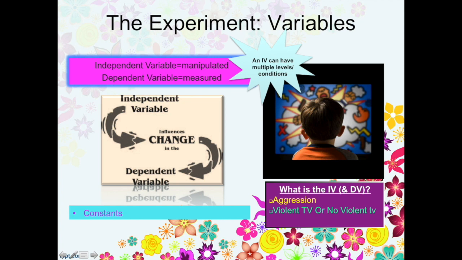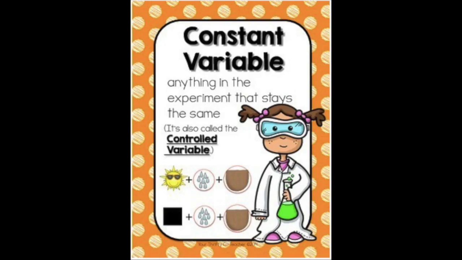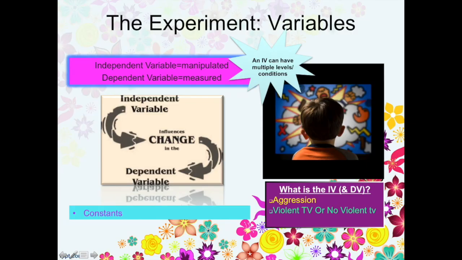And then also you need to know that there are constants, and constants are those variables that we consider early on, the extraneous variables, and we want to hold those constant. We want to keep them the same across all of our participants so that we can be sure that the only variable affecting our DV is our IV.